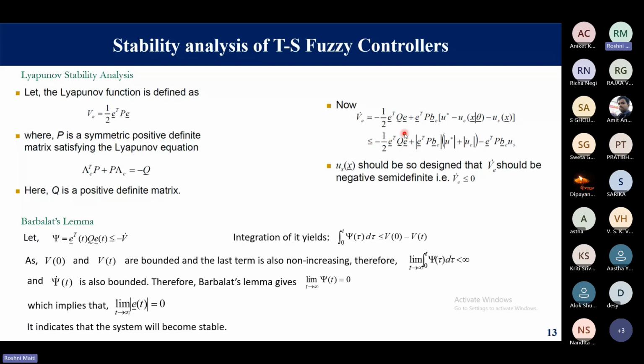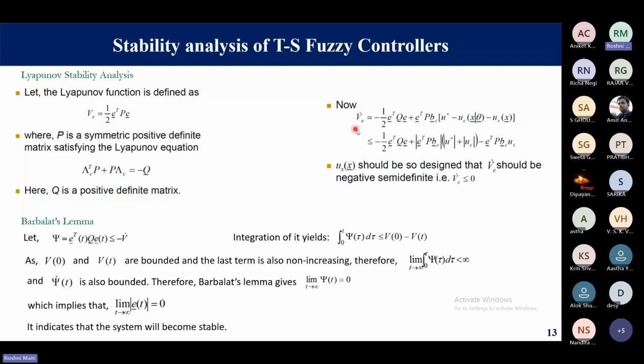And as this Q is a positive definite matrix, we can comment that V dot will be negative definite. V dot means the rate of change of energy. Previously, Dipan sir has already told that this Lyapunov function is an energy function. So we need the energy of the overall system to be lesser as time goes on, so the derivative of this energy function should be negative. That means the energy keeps decreasing.